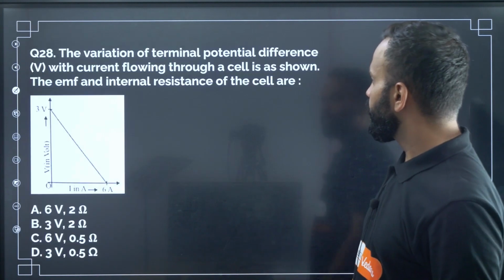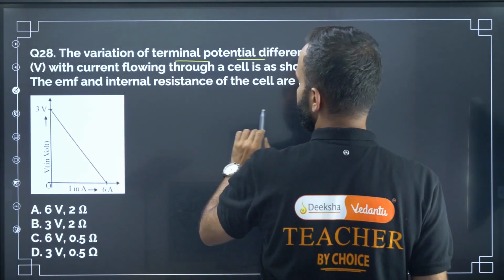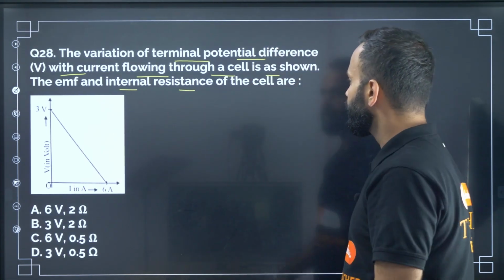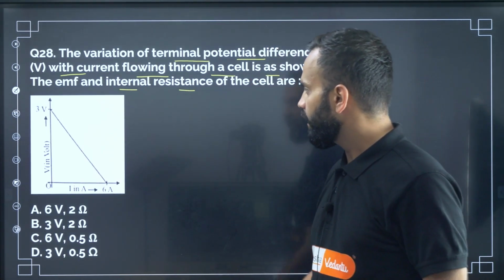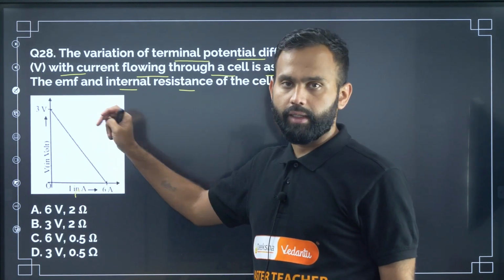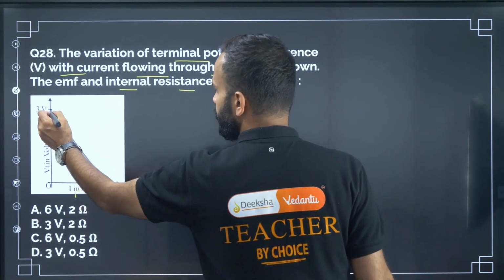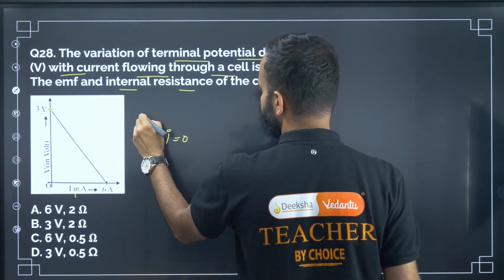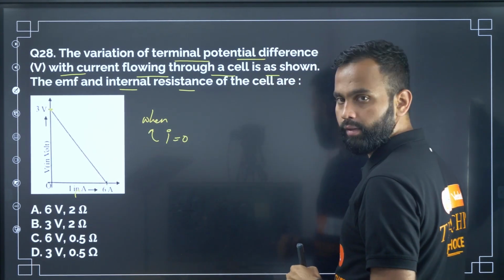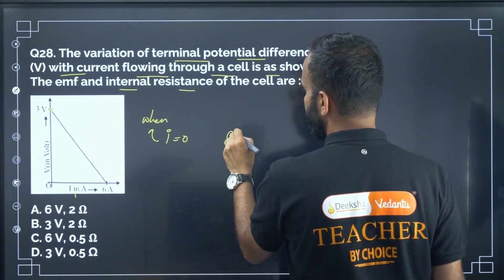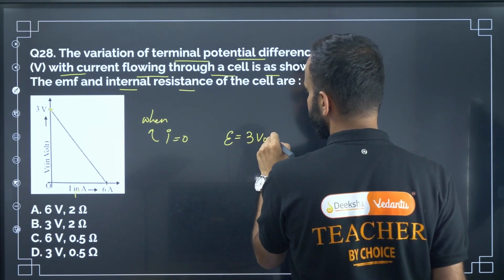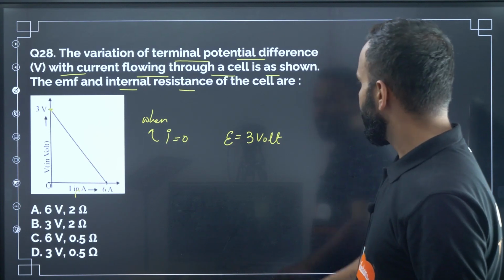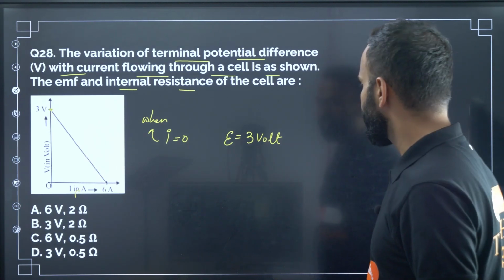Okay. Question number 28. The variation of terminal potential difference V with current flowing through the cell is as shown. The EMF and internal resistance of the cell are. Okay, we need to find EMF and internal resistance of the cell using this graph. So here, when current I is equal to 0, what is the EMF of the cell? EMF of the cell is 3 volt, right? When current is 0, EMF of the cell is 3 volt.